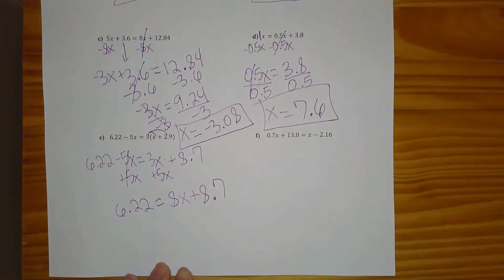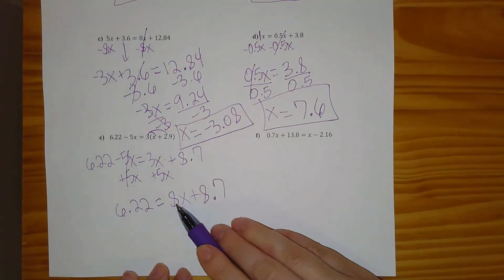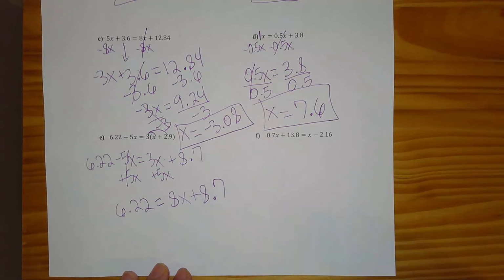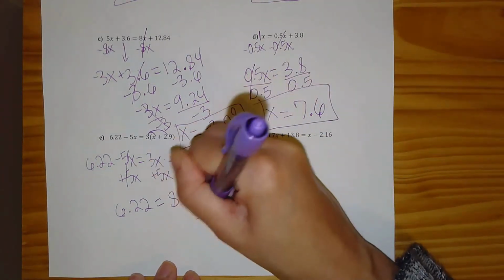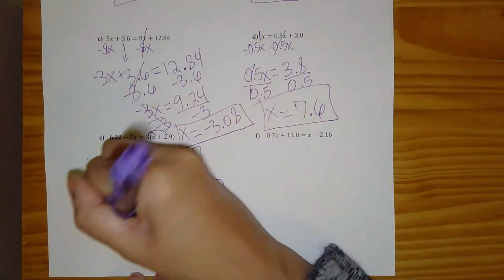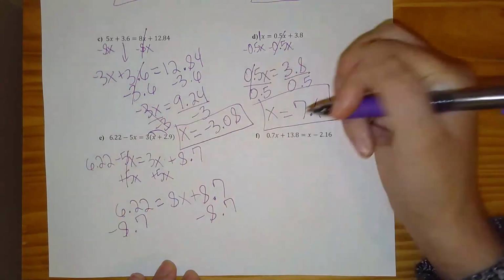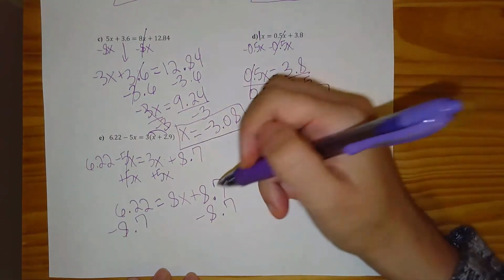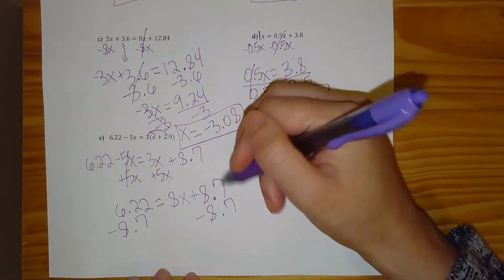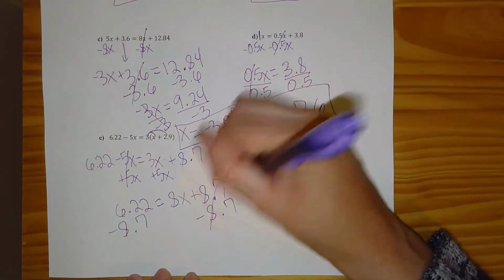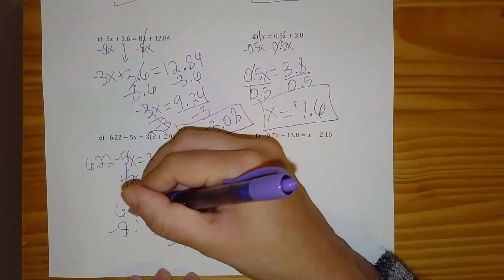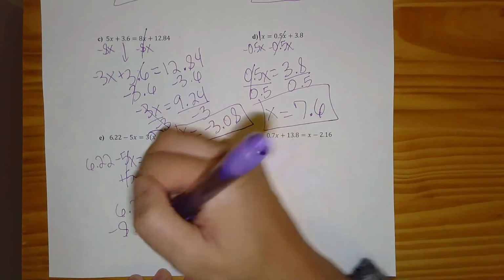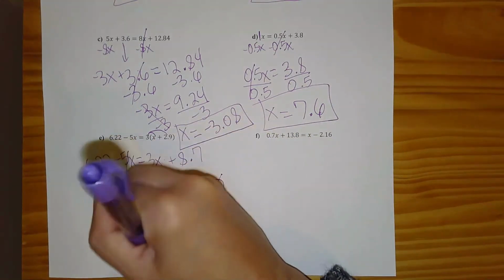Okay. I want to get x by itself, so I need to get rid of the 8 and the 8.7. Which one's easier to get rid of first? Probably that 8.7, so it's added. So the opposite of adding would be subtracting. So I'm going to subtract 8.7 from both sides. 8.7 subtracting 8.7 is 0. We're just left with 8x on the right side. 6.22 minus 8.7 is negative 2.48 on the left side.